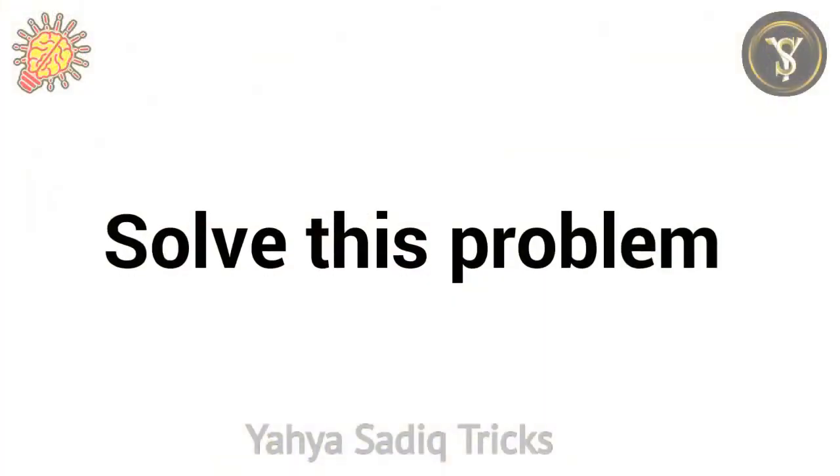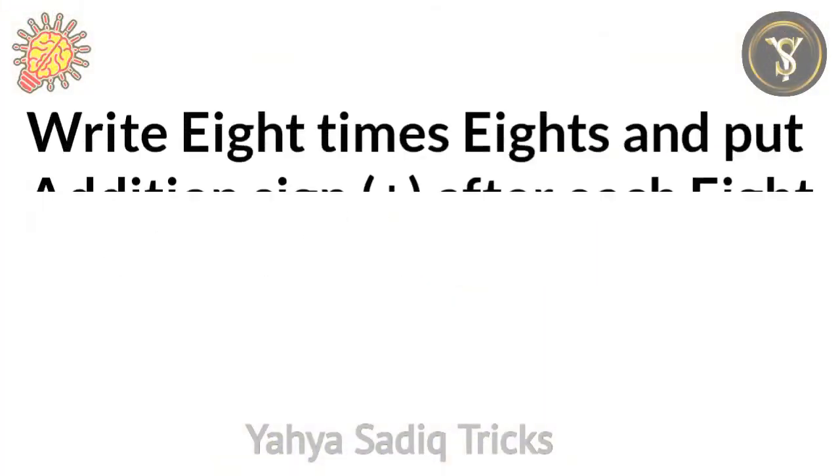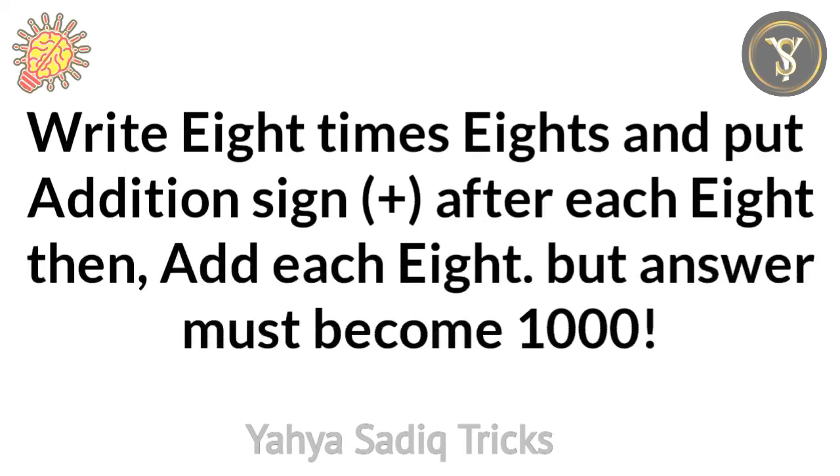Solve this problem. Write 8 eight times and put an addition sign after each 8. Then add each 8, but the answer must become 1000. I will give you 20 seconds to get this.